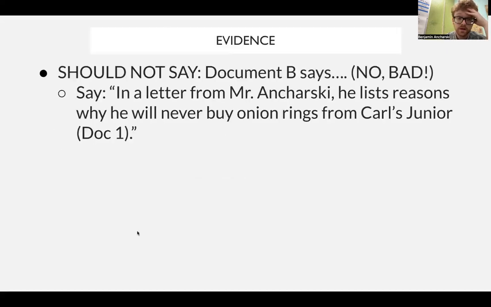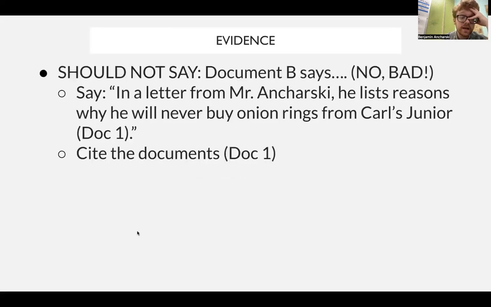All right. So when you're citing evidence, phrase it like this. For example, say that DBQ was about fast food and teachers' opinions. Don't say something like "document B says." No. Say something like, in a letter from Mr. Ancharsky, he lists reasons why he will never buy onion rings from Carl's Jr. (Document 1). That's your citation.